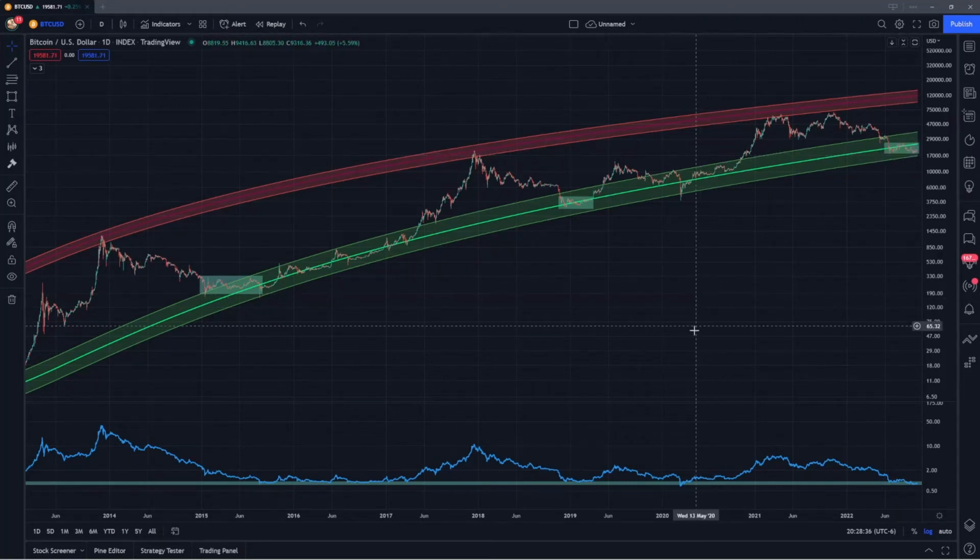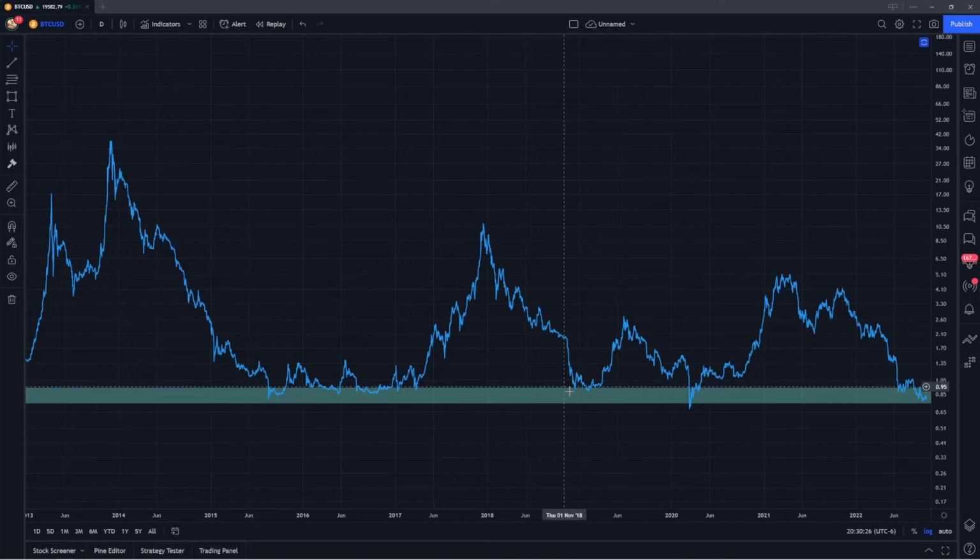So now I want to talk about this chart on the bottom. Basically, how this chart on the bottom is calculated is by taking the closing price of Bitcoin and dividing it by the midline in green right here. So I'm just going to maximize this panel so we can take a full look at it.